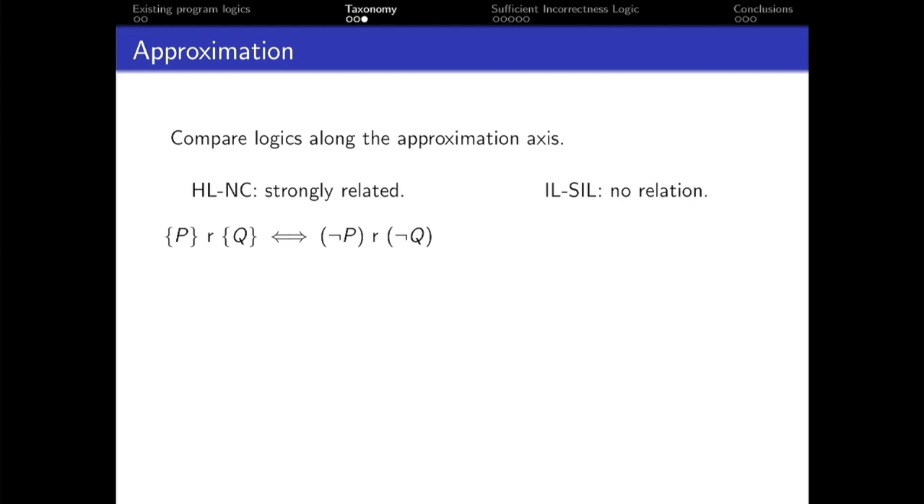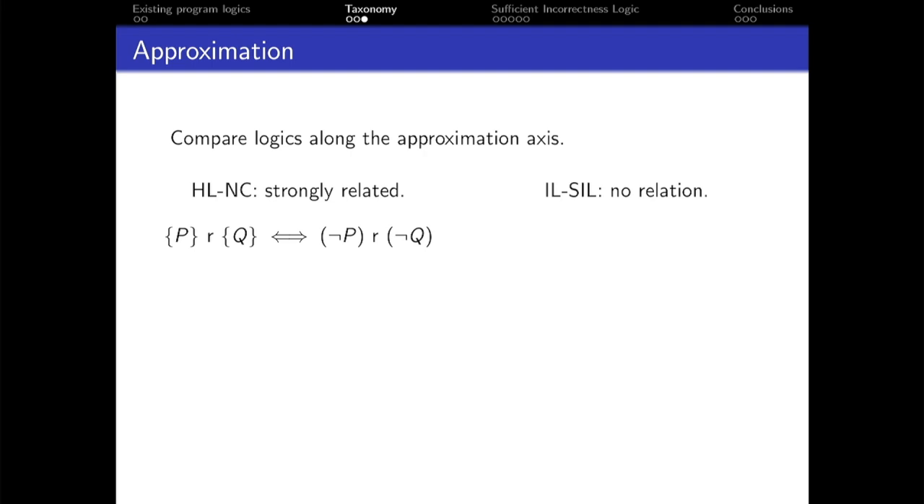So what we try to do next is to compare logics along the approximation axis. We have the two over-approximation logics, that are our logic and necessary conditions. We compare them, and we found that they are strongly related. That is, a normal logic triple is valid if and only if the corresponding necessary precondition triple with negated P and Q is valid. And this is a very strong relation.